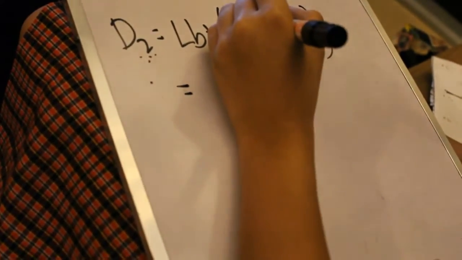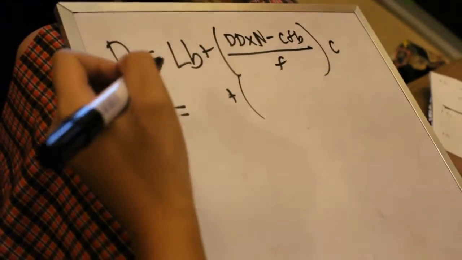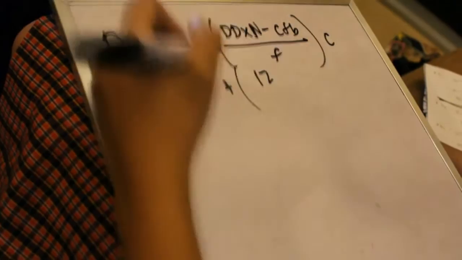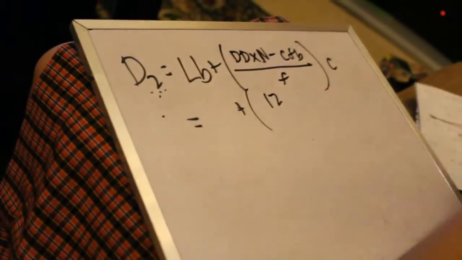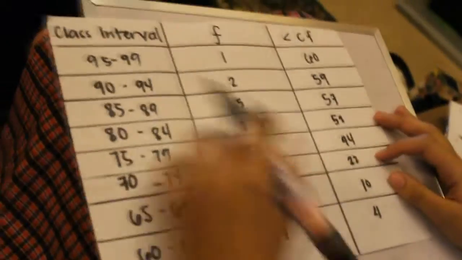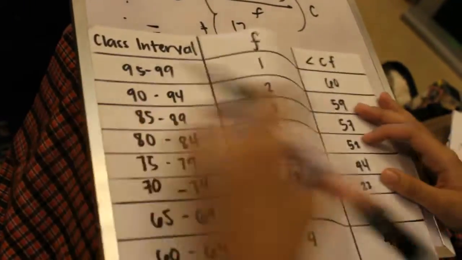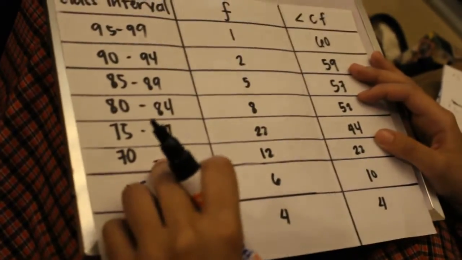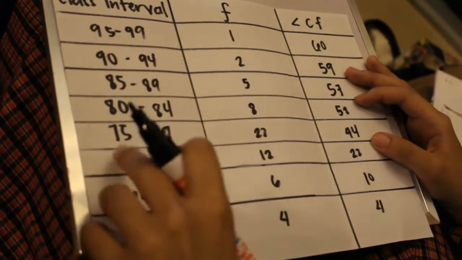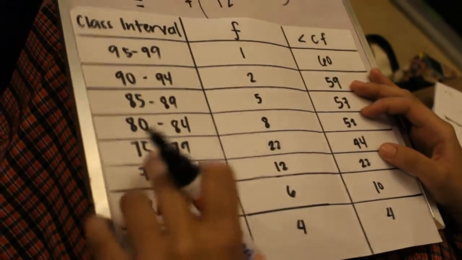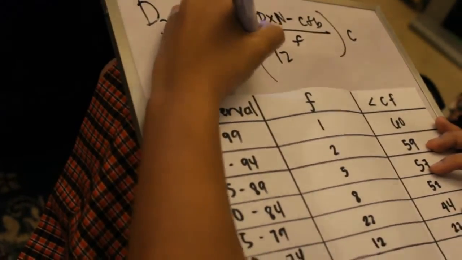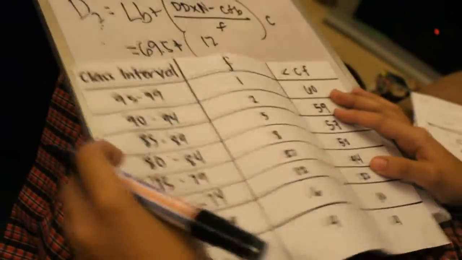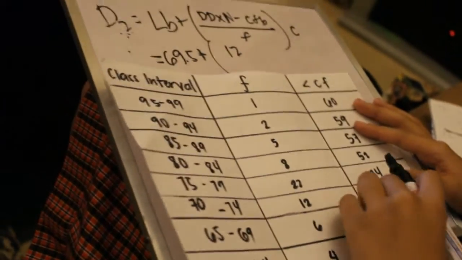0.2 times N, which is 60. The answer is 12. So to get the lower boundary, we need to look at the table and find the highest or nearest number to 12, which is 22. The class interval of 22 is 70 to 74. So we subtract 0.5 from 70, and the answer would be 69.5. So let's put 69.5 here. Now let's look at the cumulative frequency before 22. The number lower than 22 is 10. So minus 10.